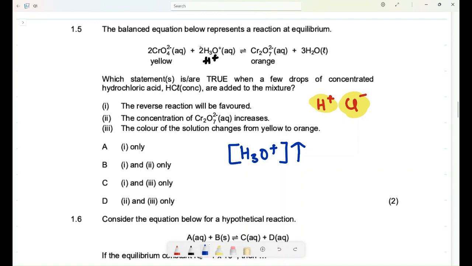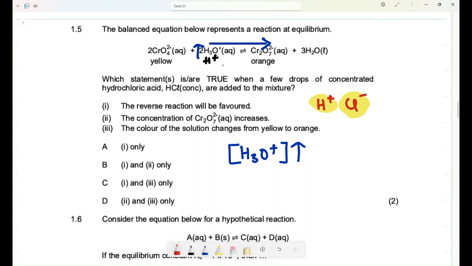So now if this one increases, Le Chatelier and the equilibrium will want to do what? Will want to decrease this amount of H3O plus. But how can they do that? By transferring them to the other side. The only way they can do that is by transferring the concentration to the other side.